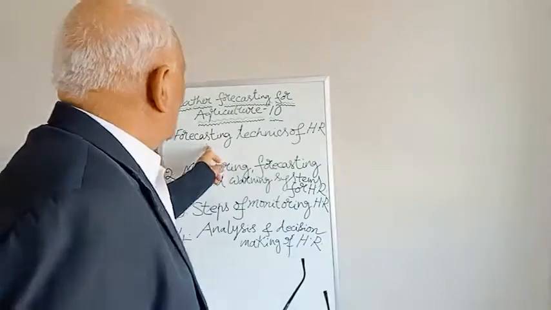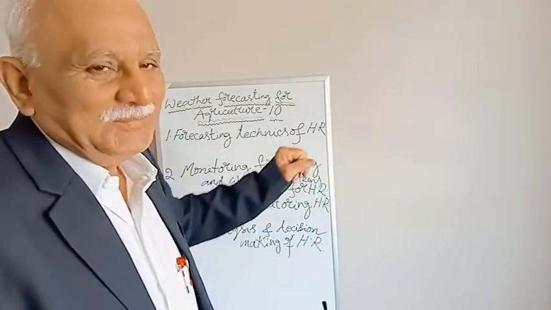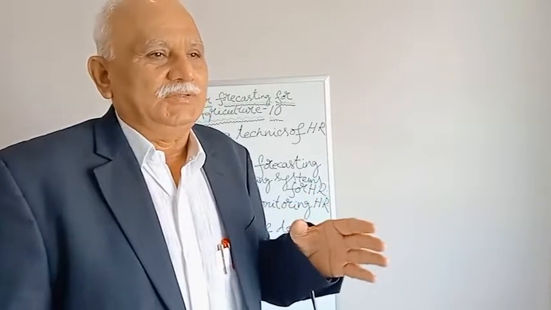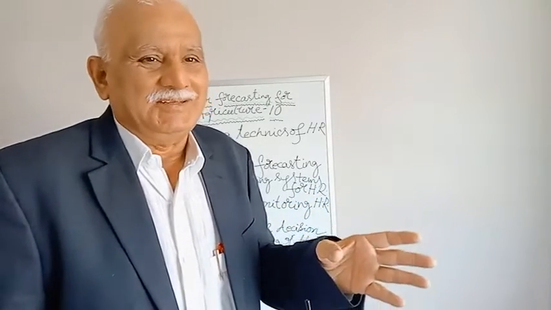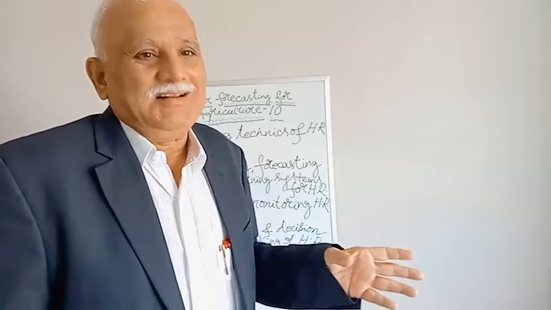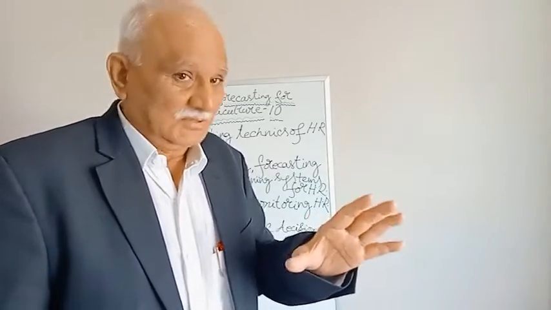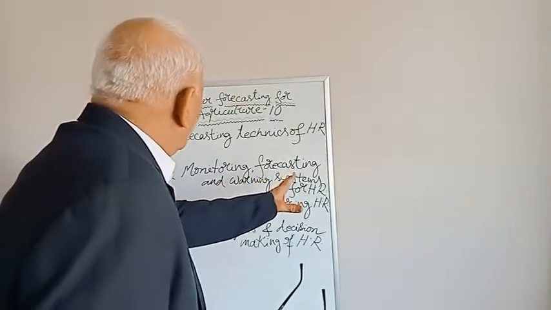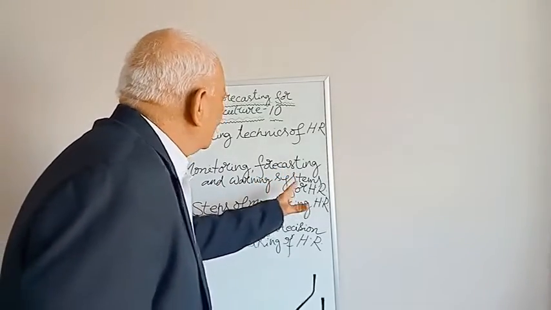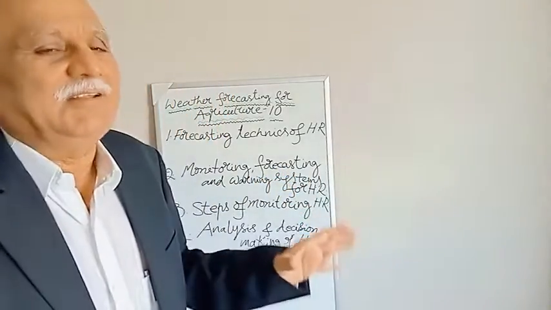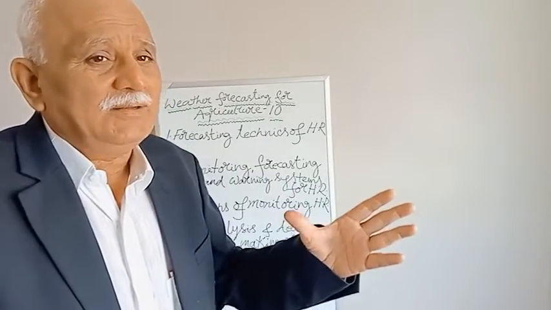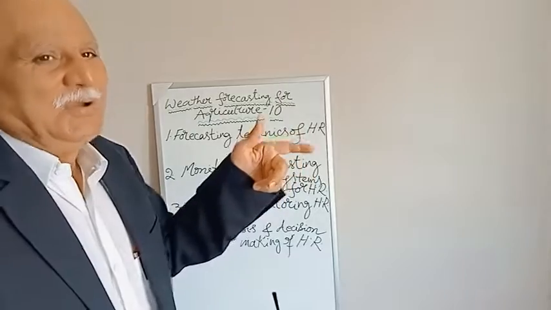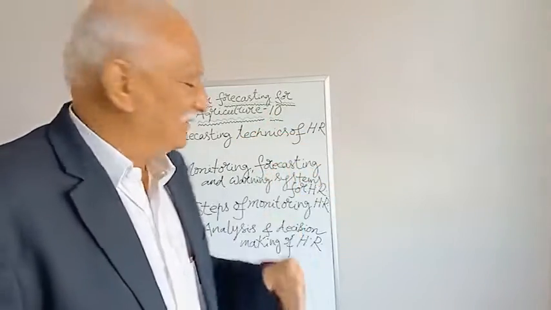Number 1, forecasting techniques of heavy rainfall. Actually, in the forecasting techniques, what we follow is a diagnostic method by using several inputs. That's what we discuss now. Then, monitoring, forecasting, and warning systems for heavy rainfall. Monitoring and warning. We just monitor, warn. Standard operating procedure is there.